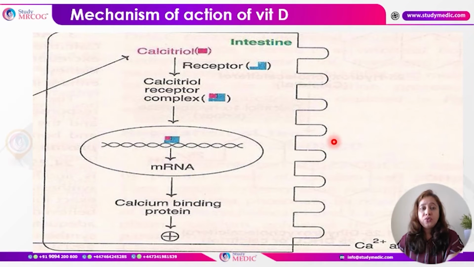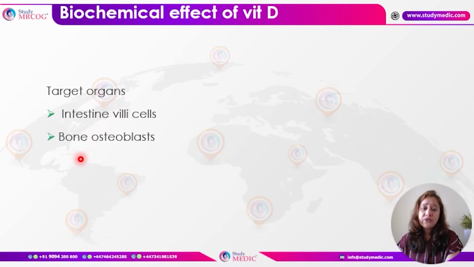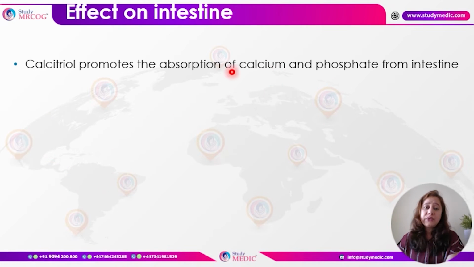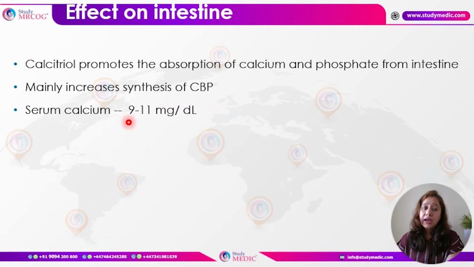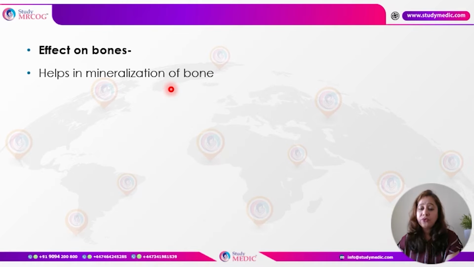So what is the action of vitamin D? It will help in absorption of calcium. Calbindin is a protein which is synthesized, and that will help in absorption of the calcium. The biochemical effects are seen on the intestinal villi, the bone cells and the kidneys. In the intestines, it will help in calcium and phosphorus absorption, and in the bones, it will help in mineralization of the bones, primarily when there is adequate supply of calcium. The calcium value in the blood which is maintained is 9 to 11 milligram per deciliter. So if the person is hypocalcemic, then the bones can undergo demineralization.